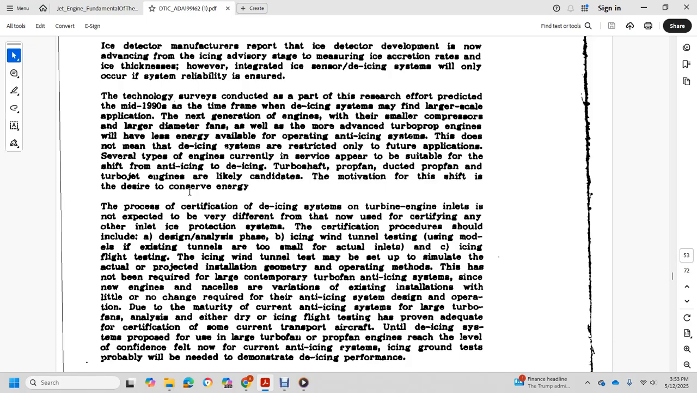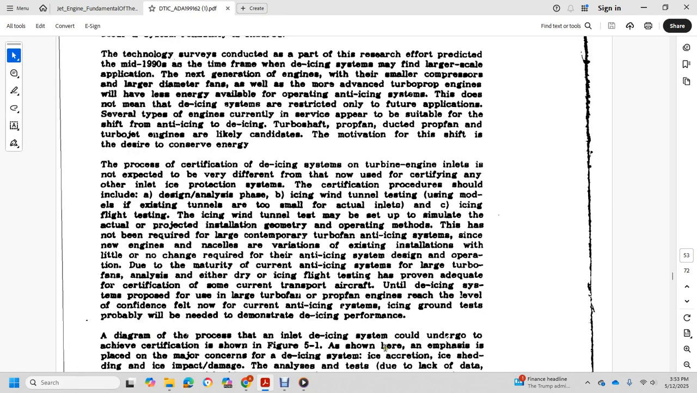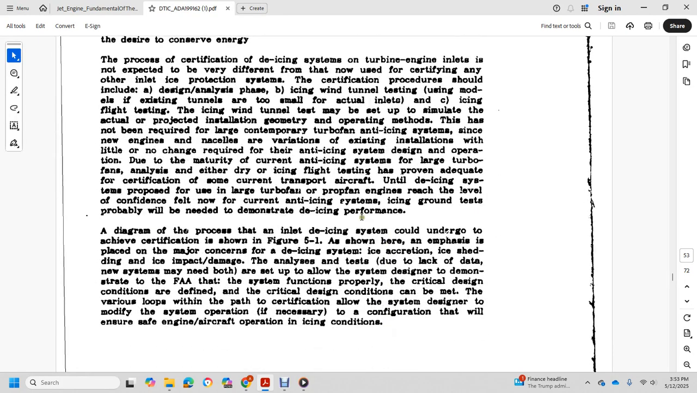For some transport aircraft using de-icing systems, the proposed use of large turbofan propfan engines reaches a level of competence with the anti-icing system. Icing ground tests probably would need to demonstrate the de-icing performance. A diagram of the process for inlet de-icing certification is shown in Figure 5.1.